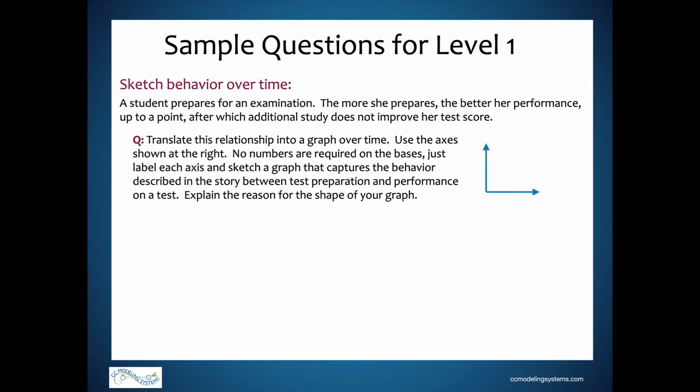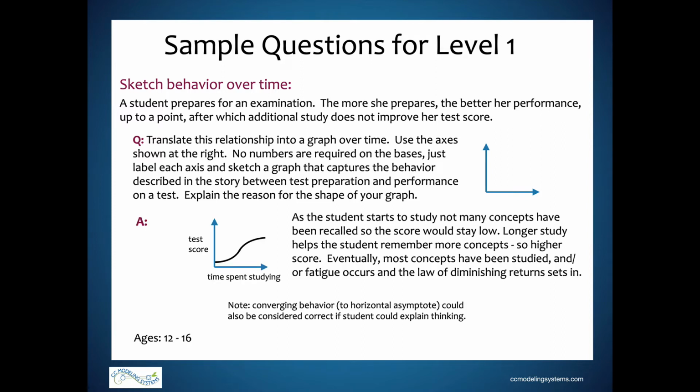Another question talks about sketching a behavior over time graph for a story scenario. Students would label the axes appropriately and explain the reason for the shape chosen. Here's a potential answer for the problem shown here.